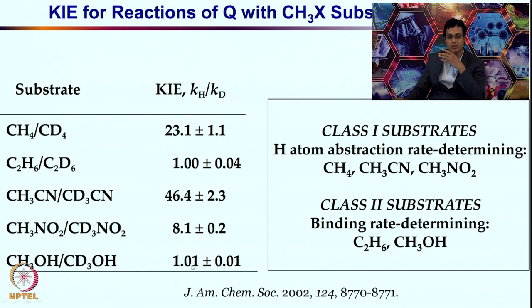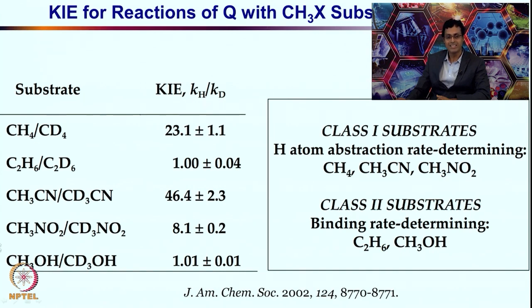Methanol versus deuterated methanol also has a kinetic isotope effect value of 1. So, for ethane and deuterated ethane, this kinetic isotope effect value of 1 indicates that the CH bond dissociation energy is not the rate determining step, but the same thing is also true for methanol versus deuterated methanol, where once again the CH bond breaking is not the rate determining step.